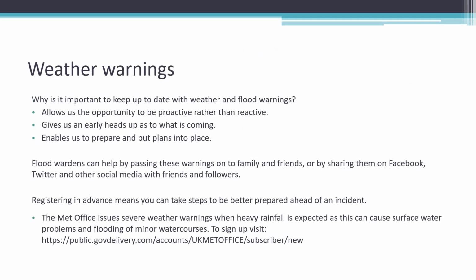It is important to stay up to date with weather warnings so that proactive actions can take place. Warnings provide us with a heads up as to what can be expected, which allows us to prepare and put plans into place. Flood wardens can help by passing these warnings on to family and friends or by sharing them on social media platforms. Registering in advance means you can be better prepared ahead of an incident. To sign up for the Met Office severe weather warnings, please use the URL provided. Alternatively, you can download the Met Office weather app for live updates.